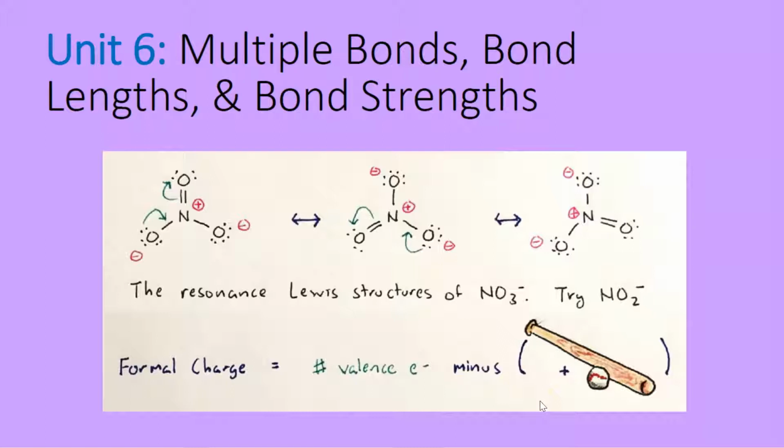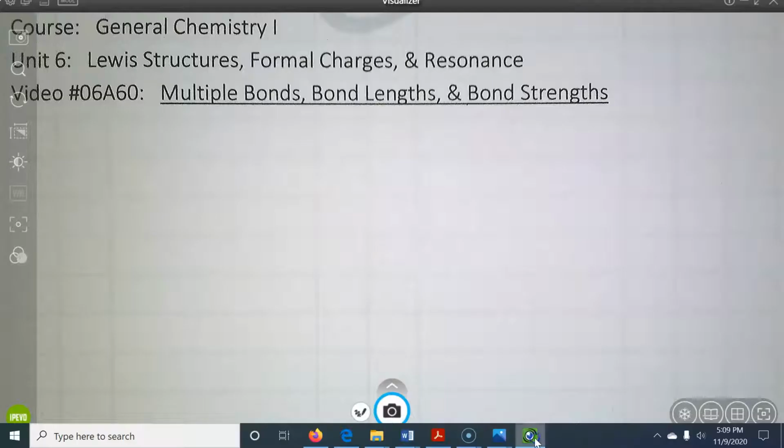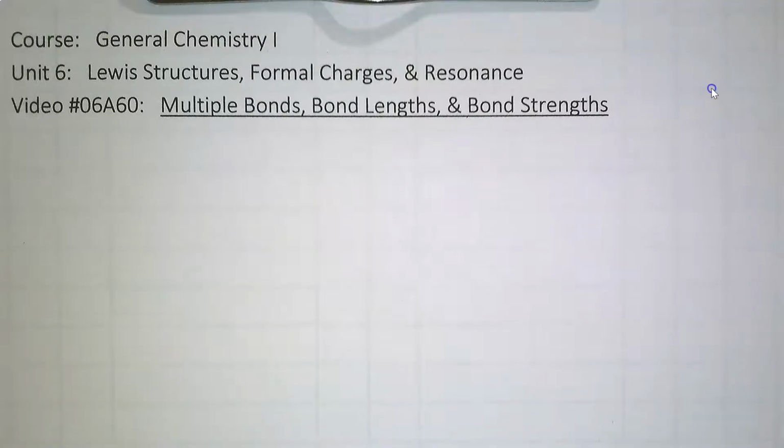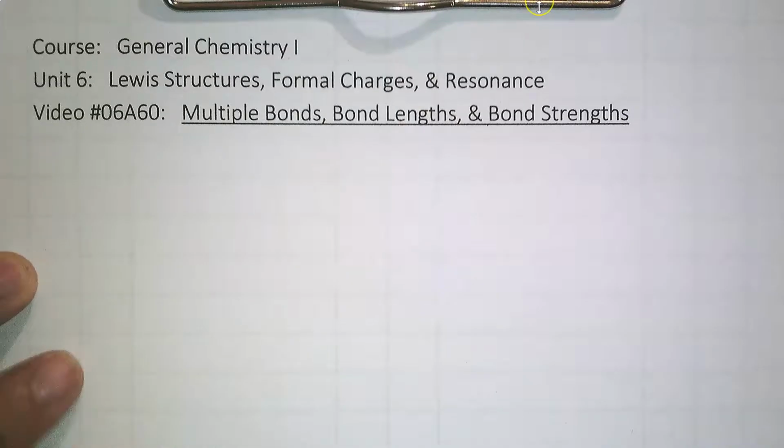Hi. Next, I want to look at some compounds that have multiple bonds. Multiple bonds meaning double bonds and triple bonds. And we'll see there's a correlation between the type of bond and the bond lengths and the bond strengths. Why don't we first look at a carbon-carbon bond?